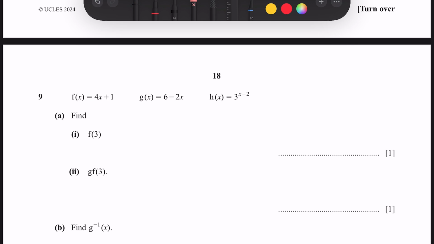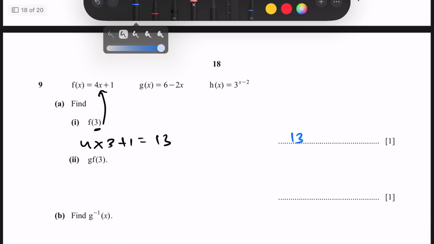Now question 9a(i) says to give the value of f(3). This means that when you sub the value of 3 into x of f(x), what do you get? So this is equal to 4 times 3 plus 1, which is equal to 13. So (i) is equal to 13.